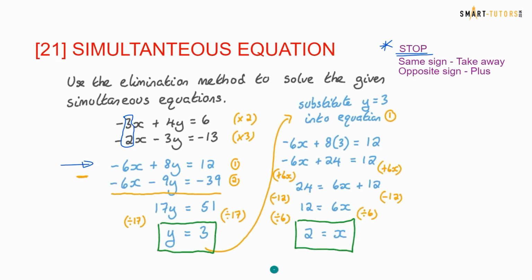So equation 1 take away equation 2: 8y take away minus 9y, take away times minus is plus, so 9 plus 8, 17y equals 12 take away minus 39, which becomes positive, 12 plus 39, so 51. So y equals 51 divided by 17, which is 3. Then you sub y equals 3 into one of these equations to get the x answer. It's not that hard. You need to sub in carefully with the minus and plus. You'll get the answer x equals 2.